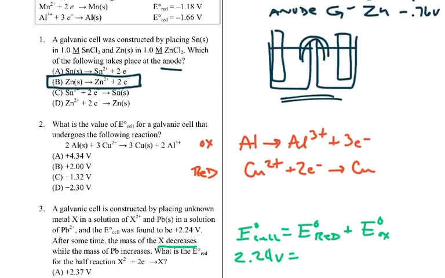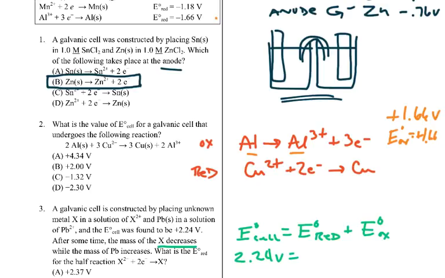Okay, number 2. What is the value of E cell for a galvanic cell that undergoes this reaction? We have to look at the reaction and see what they have going on. Their aluminum is changing to aluminum ions, and that is oxidation. That's the reverse of what's happening in the chart. So this is going to be the E oxidation, positive 1.66 volts. In the chart it's negative, so this is going to be positive 1.66 volts.